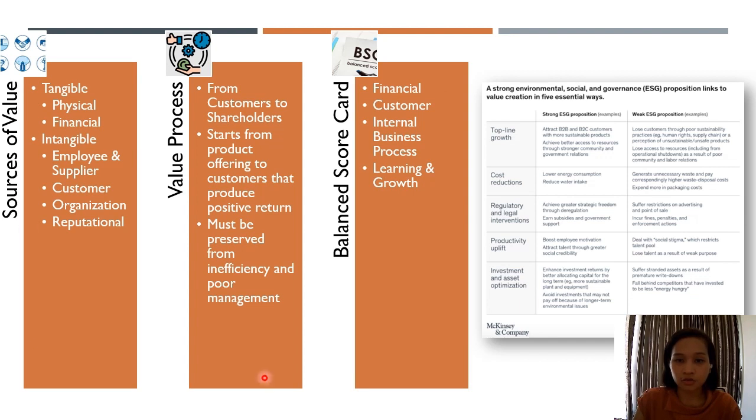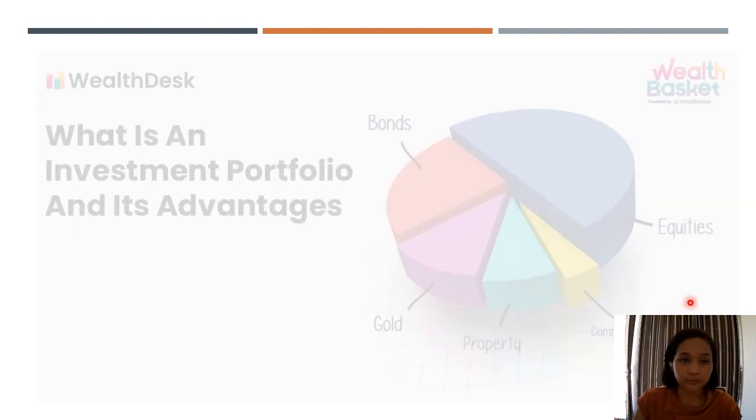And these items are related to the ESG, or the environmental, social, and governance proposition, that will link to value creation in 5 essential ways as mentioned by McKinsey and Company. It's related to top line growth, cost reductions, regulatory and legal interventions, productivity uplift, and investment and asset optimizations, which are examples that you might want to check on the screen.